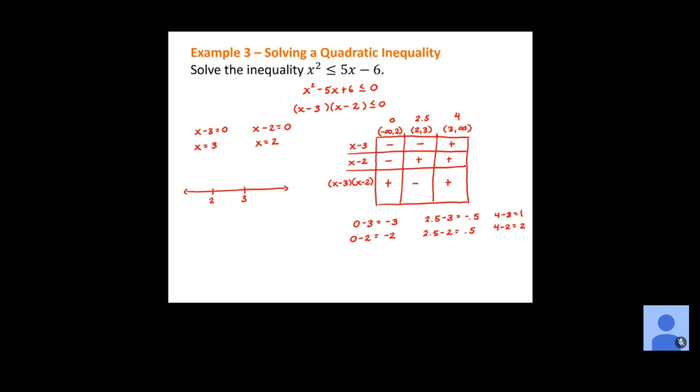So basically what we're saying now is everything in the interval from negative infinity to 2 is going to give us a positive value. So everything on this part of my number line is going to come out positive. Everything between 2 and 3 is actually going to give us a negative value. So everything between 2 and 3 is negative. And then everything greater than 3 is going to be positive again.